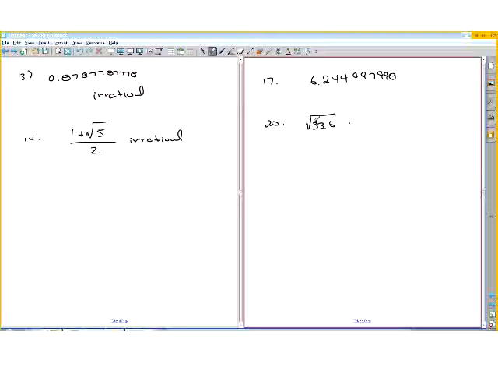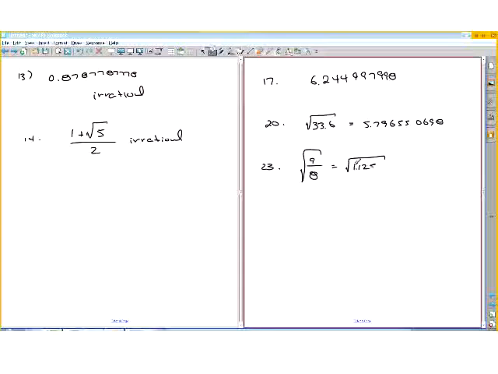20, the square root of 33.6. Square root of 33.6 is 5.796550698. 23. Okay, square root of 9/8. So there's 2 ways of doing it. You can take 9 divided by 8, and then you take the square root of that, which is the square root of 1.125. So that would be one way.